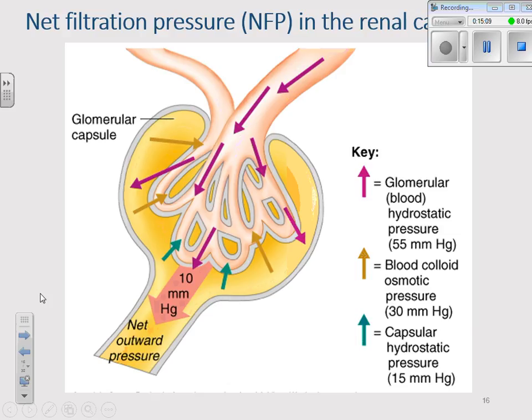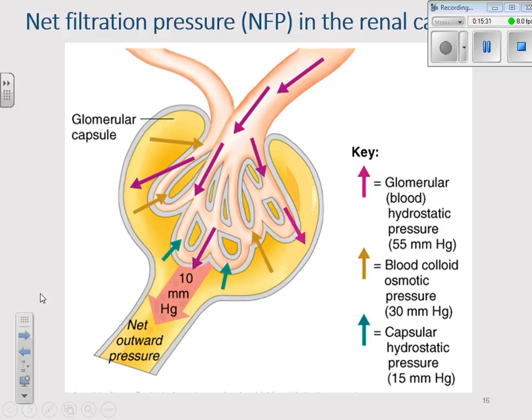All right, so we've already got two opposing pressures. You've got the actual blood pressure trying to push fluid out, but you've got the osmotic pressure trying to draw fluid back in. You also, of course, have fluid that's being squeezed out in here will exert a pressure in its own right as well. So you have capsular hydrostatic pressure.